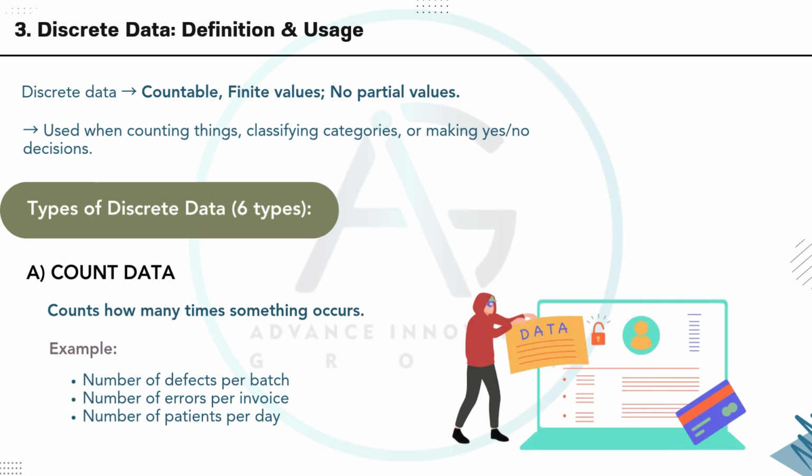The first one is A. Count data. This is exactly what it sounds like, counting how many times something happens. Examples include number of defects per batch, number of errors per invoice, number of patients visiting a hospital each day. So whenever you're answering the question, how many? We're likely working with count data.